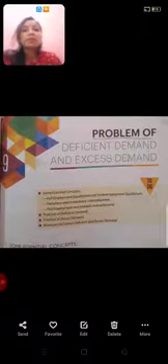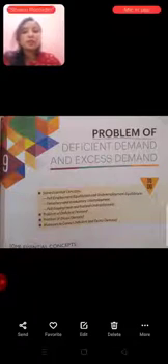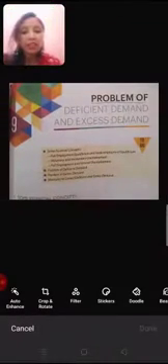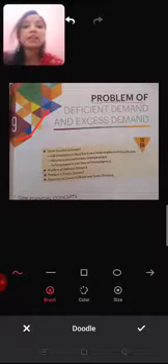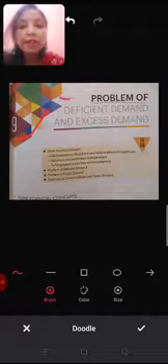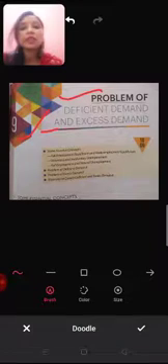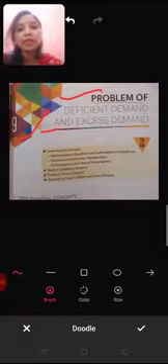So today we are going to start our chapter number 9, and the chapter name is Problem of Deficient Demand and Excess Demand. This is the last chapter of this unit. It means the third unit is going to end. The seventh chapter was the first chapter in this unit, then the 8th chapter, and third is the ninth, that is the problem of deficient demand and excess demand.